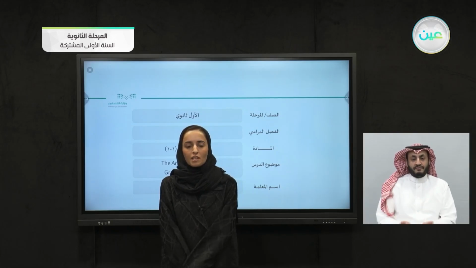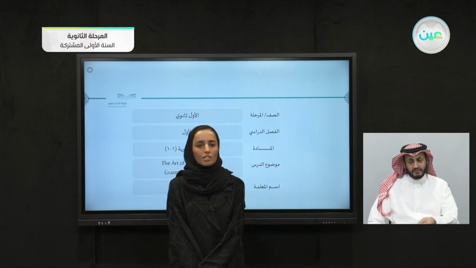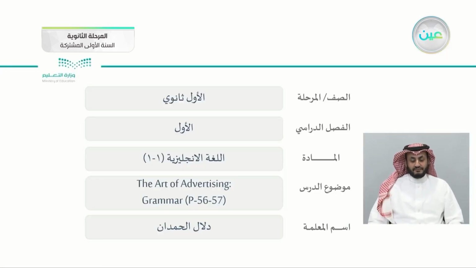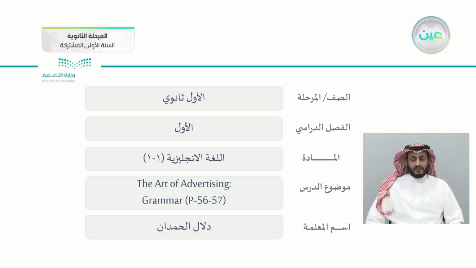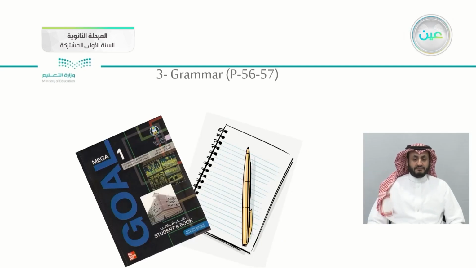In our lesson today, we will continue with our fourth unit, which is titled The Art of Advertising. Our lesson today is the grammar lesson, page 56 and 57. All you need for the lesson today is your books, page 56 and 57, a sheet of paper and a pen to take down your notes.